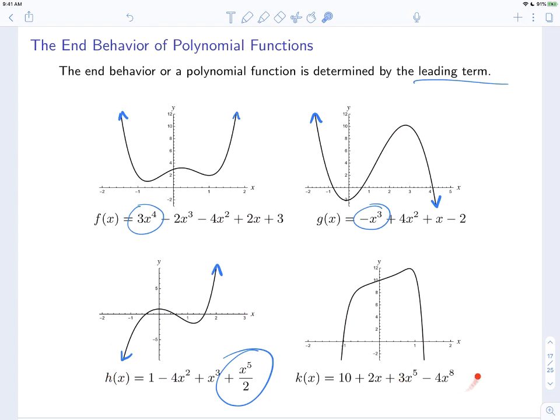Our next example is a degree 8 polynomial. But notice that the leading term has a minus sign in front of it: minus 4 times x to the 8th. So that gives us this open down shape. The leading term has a negative 4 as a coefficient, and since it's negative, that means it's opening down. So as x moves to the right, or as x moves to the left, the y values are decreasing.